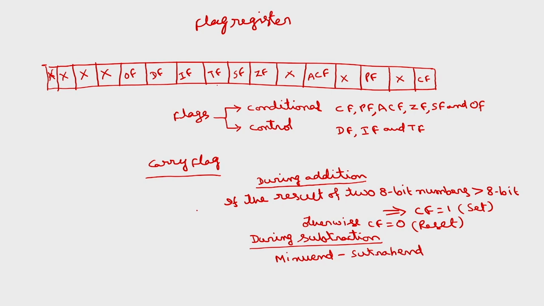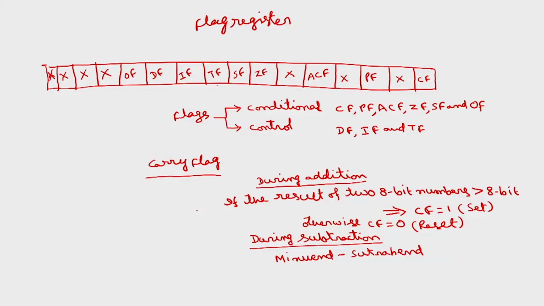If the subtrahend is greater than the minuend, then in that case the carry flag will be set. So, there is no borrow flag. Even in case of borrow, the carry flag will be set. The subtrahend is greater than the minuend, which implies the carry flag is set. That means this subtraction needs a borrow.